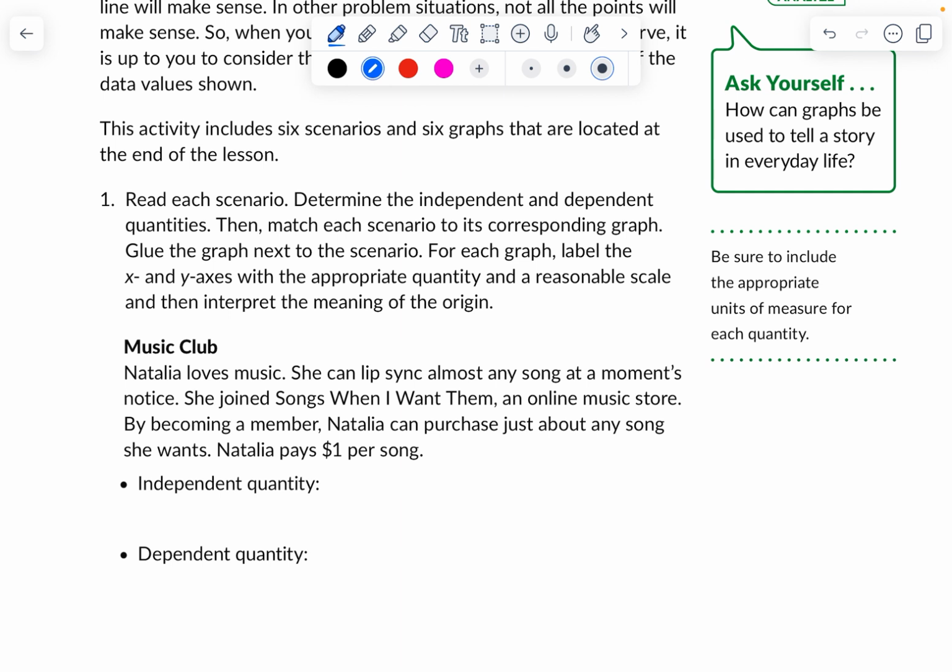Natalie is going to buy some songs. When she buys her songs from the online music store, she's going to pay $1 per song. So I want you to think about what's being measured here. Clearly, we're measuring songs and we're measuring money. So how many songs I buy, is that going to determine how much I'm spending? Or is how much I'm spending going to determine the amount of songs that I buy? Well, I think most of us would go ahead and decide how many songs we're going to buy. And then that would tell us how much we're going to spend in dollars.